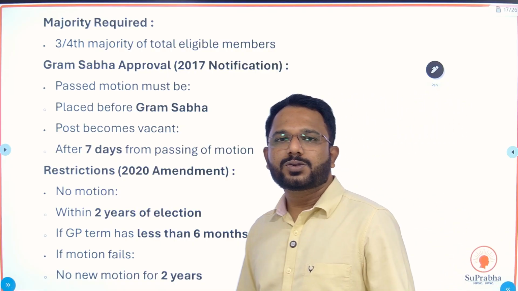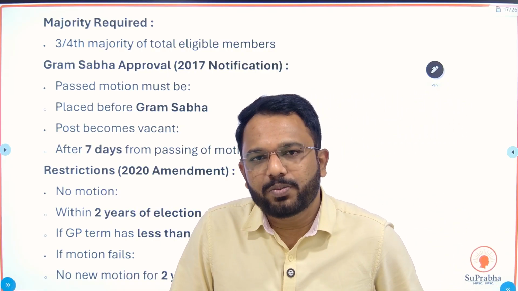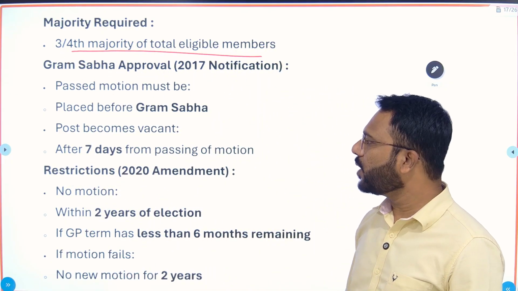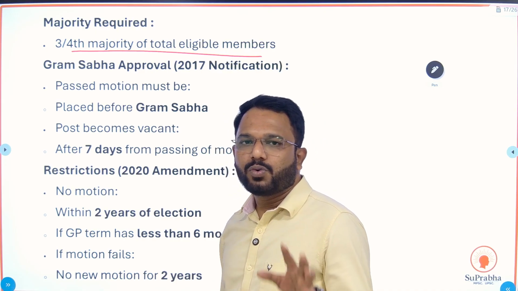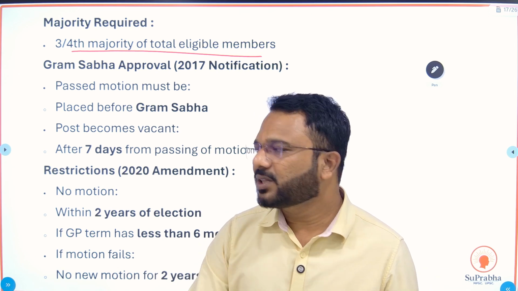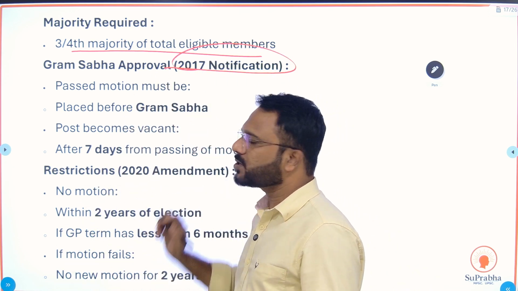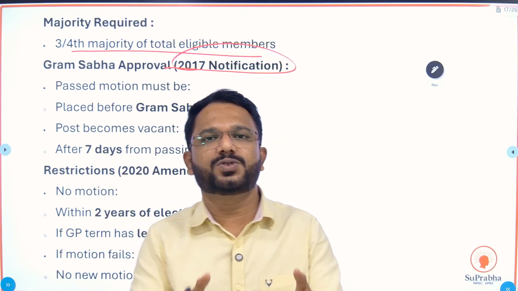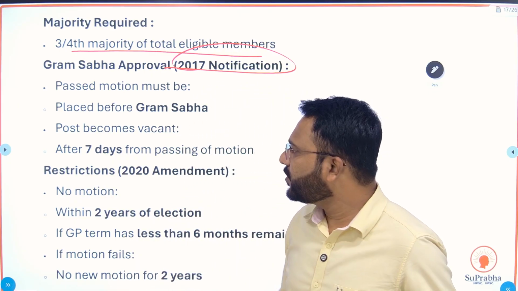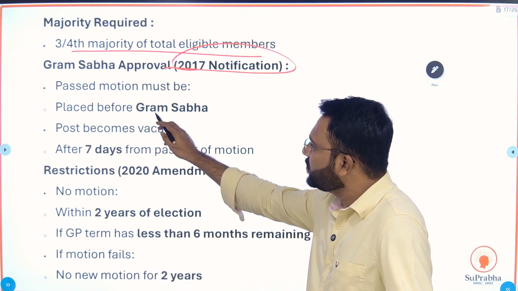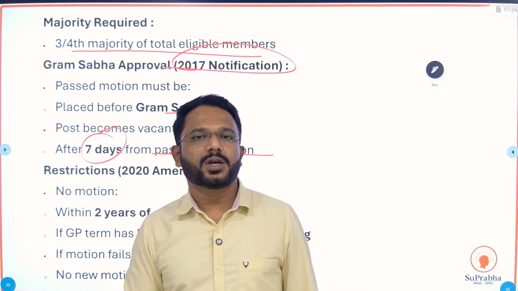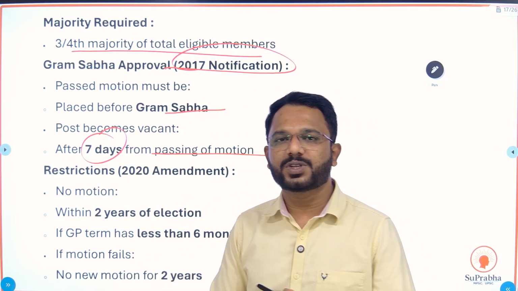Majority required. So here, if the motion has to be passed, a 3/4 majority of the total eligible members is required. Okay, and if the motion passes by 3/4 majority, after this 2017 notification by the government, that motion is placed before the Gram Sabha. Gram Sabha should pass this motion, and after the motion has been passed by the Gram Sabha, after 7 days of this passing of motion, the person has to vacate that Sarpanch post.